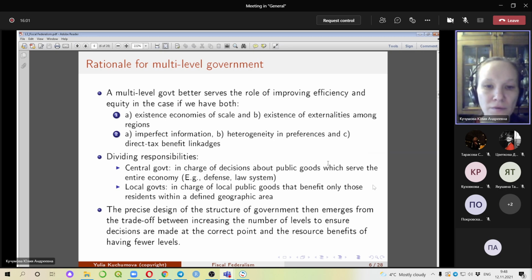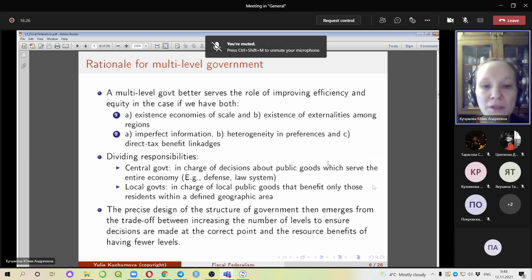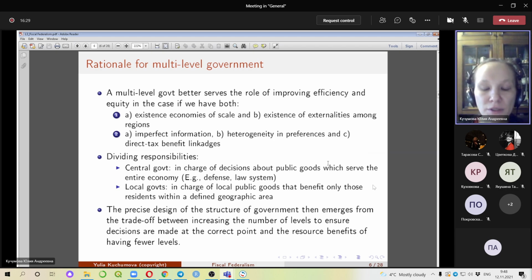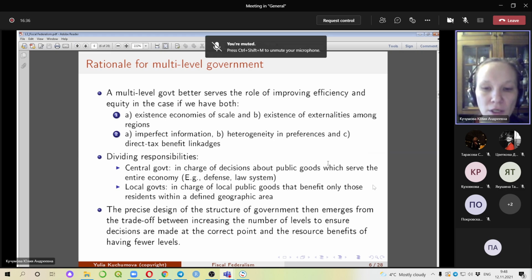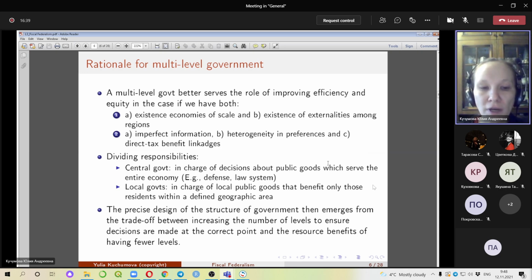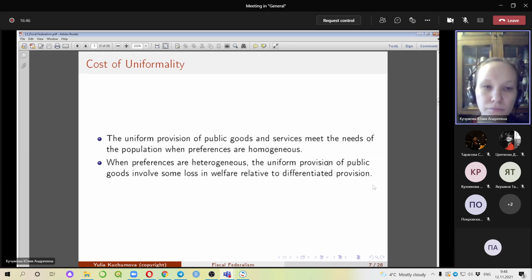As we discussed, the central government is in charge of decisions about public goods which serve the entire economy, usually defense and the law system. And the local government is in charge of local public goods that benefit only those residents within a defined geographical area. This is usually how it works, but the precise design of the structure of government emerges from a trade-off between increasing the number of levels, to ensure decisions are made at the correct point, and the resource benefit of having fewer levels. So this is the key idea, and we will now build on it a little bit more.